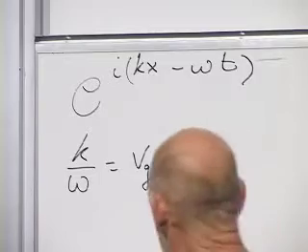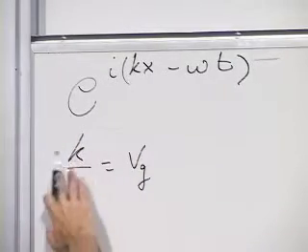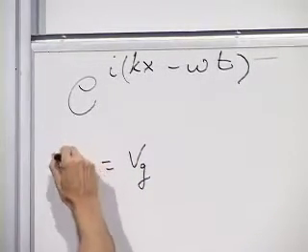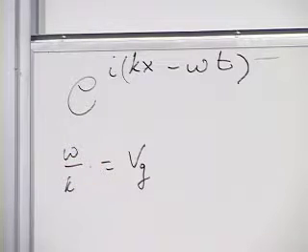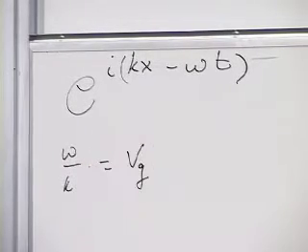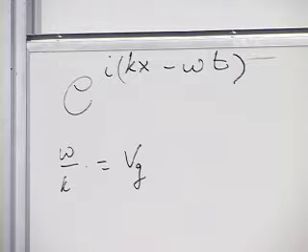Did I write it wrong? I'm sorry, you're right, it's omega over k. It wouldn't matter for the sign of it. The sign is the same whether it's k over omega or omega over k.